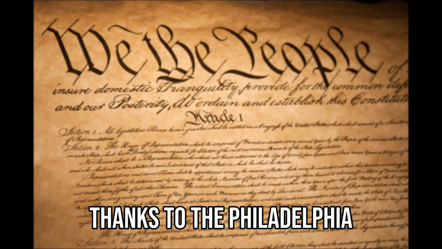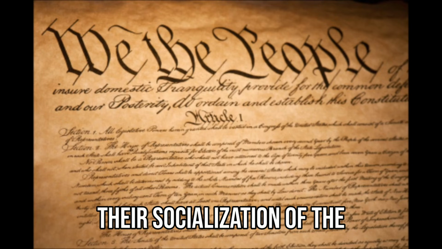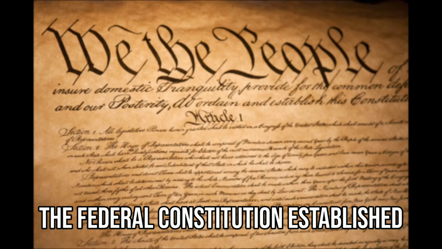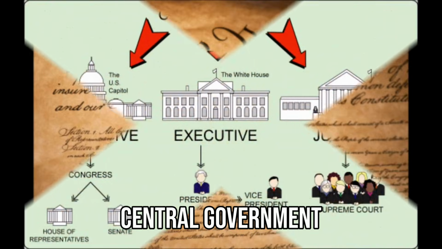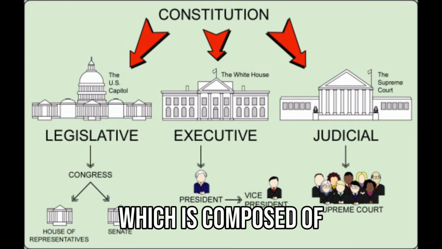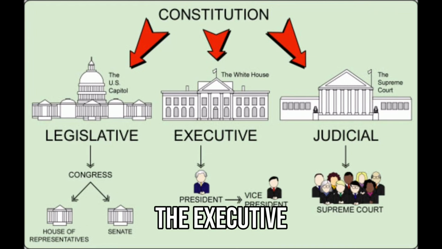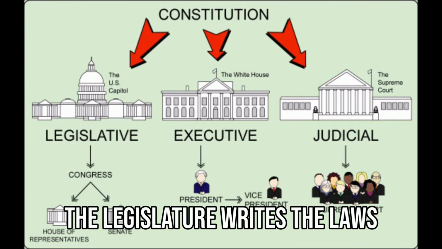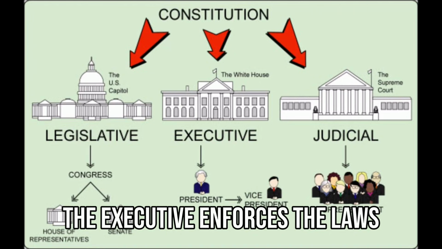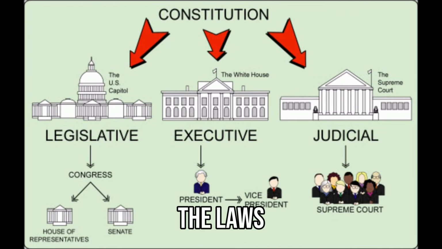Thanks to the Philadelphia Convention of 1787 and their socialization of the war debt, the federal Constitution established the framework for the operating structure of the central government, which is composed of three branches: the legislative, the executive, and the judicial. The legislature writes the laws, the executive enforces the laws, and the judiciary interprets the laws.